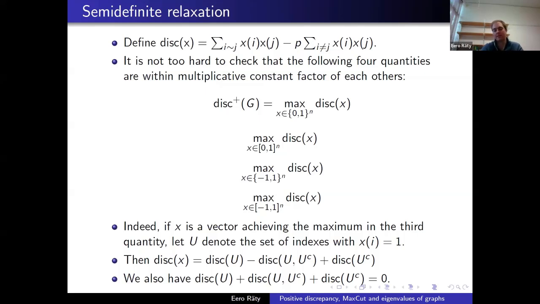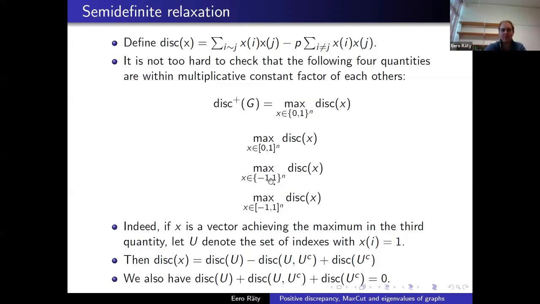And then the discrepancy of this vector is just going to be the discrepancy of U minus the discrepancy between U and U complement, defined as appropriate, plus the discrepancy of U complement. On the other hand, the sum of these three terms is just the discrepancy of the whole vertex set, which is 0. So adding these two together, we see that the discrepancy of a -1, 1 vector is just twice the discrepancy of U plus twice the discrepancy of U complement.